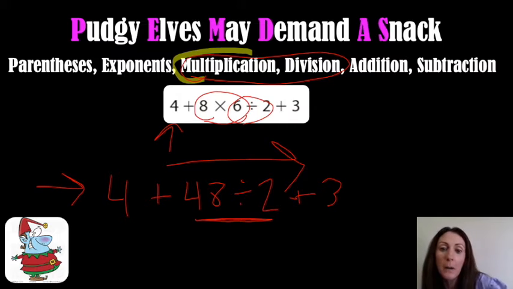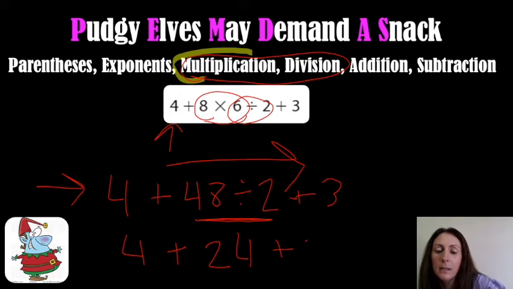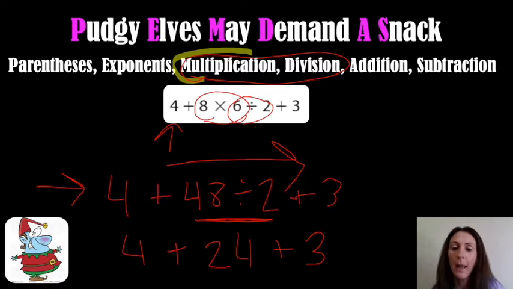Right, 24. So what am I going to do? I'm going to rewrite the problem. 4 plus 24 plus 3. Do I have any more multiplication or division?